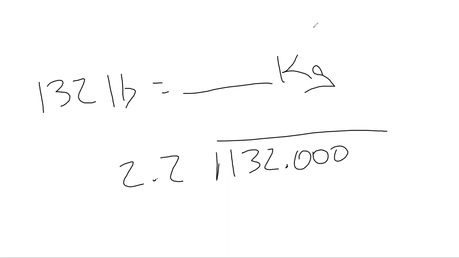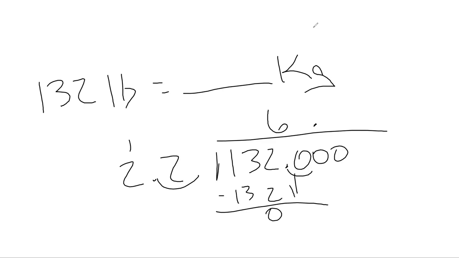Okay. Move the decimal point, move the decimal point. 22 will go into 132. Let's try 6. 6 times 2 is 12. Carry 1. 6 times 2 is 12. That's 13. 132 minus 132 is 0. The next 0 comes down. 22 will go into 0 0 times. So our 132-pound patient is going to weigh 60 kilograms.